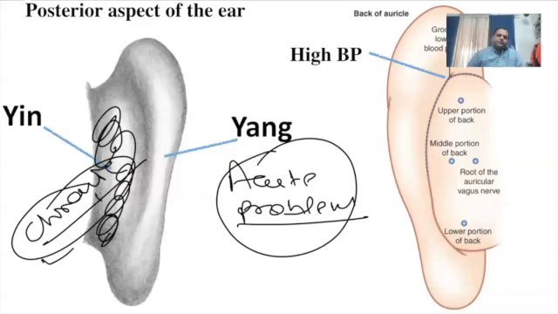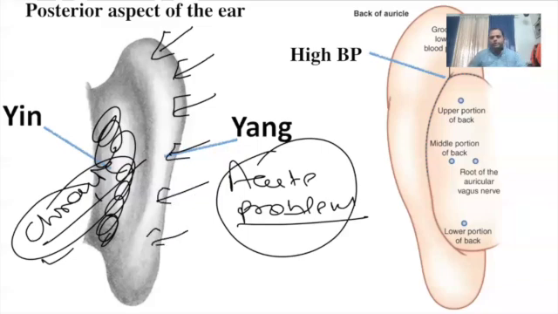So suppose someone is having some acute disorder, don't worry, just do the random needling all around here. अगर किसी को कोई भी एक्यूट प्रॉब्लम होती है, आप यहाँ पर रैंडम निडल करिए.